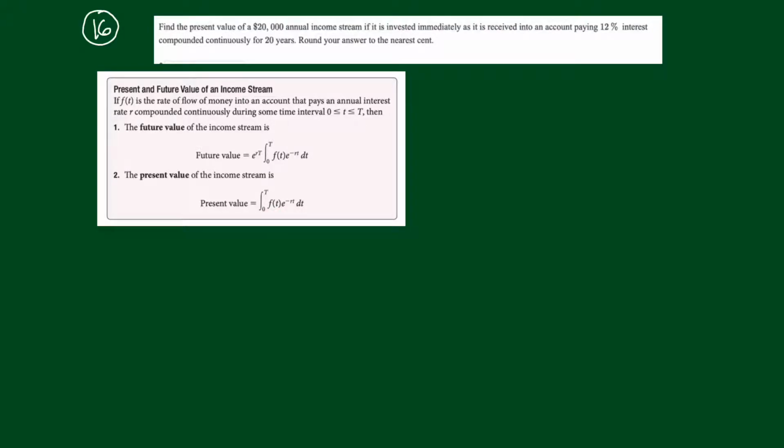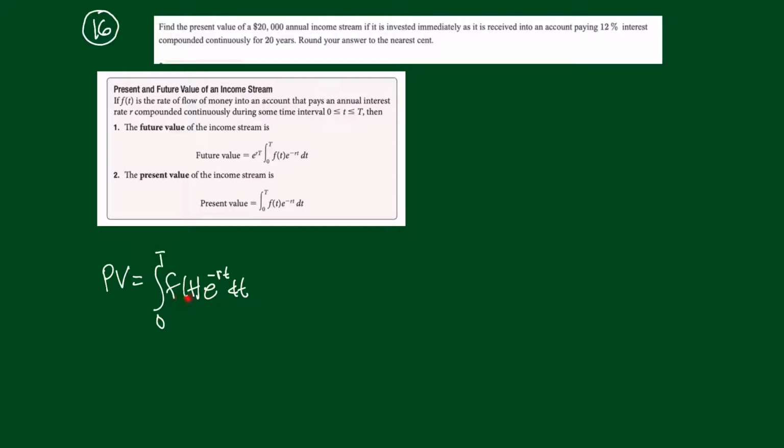So let's just write our formula here. We're going to have that the present value, PV, is equal to the integral from 0 to capital T of f of t e to the negative rt dt. Now, this capital T is the end of the time period. We're going with 20 years, so that's going to be a 20 for us.